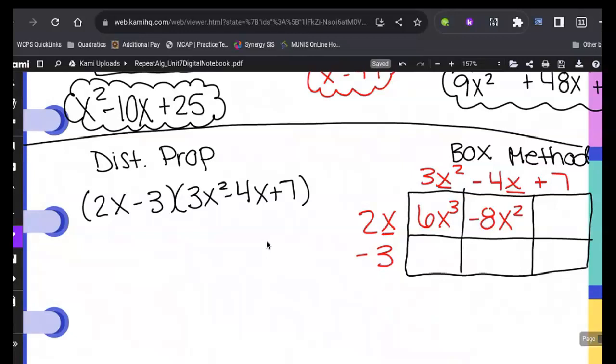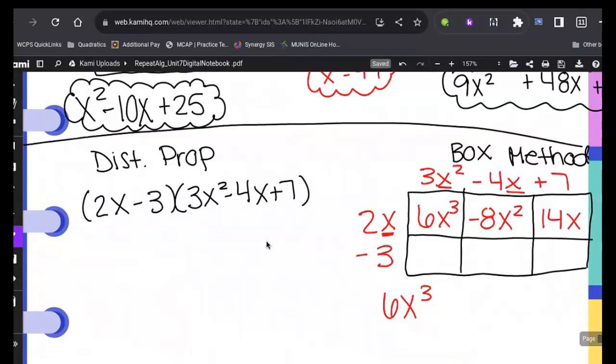And last I do 2x times 7. 2 times 7 is 14, and we only have 1 x in that term. So far I have 6x to the third power, which I know is going to be by itself, minus 8x to the second power plus 14.